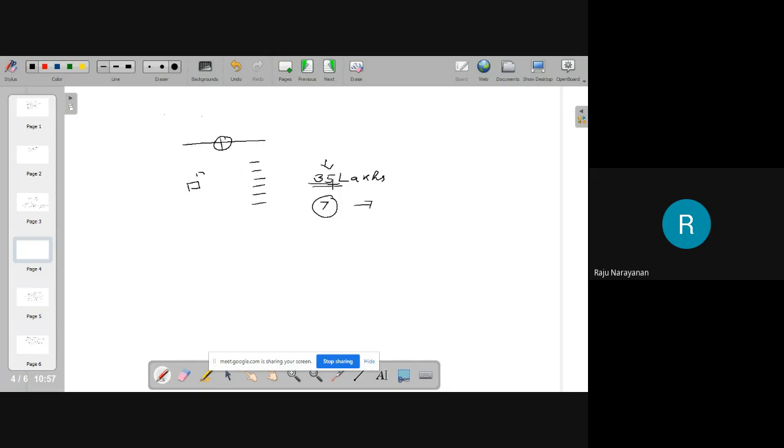Sometimes it may be 37 lakhs, sometimes it may be 32 lakhs, like that. That is the actual value. This is the estimated cost.